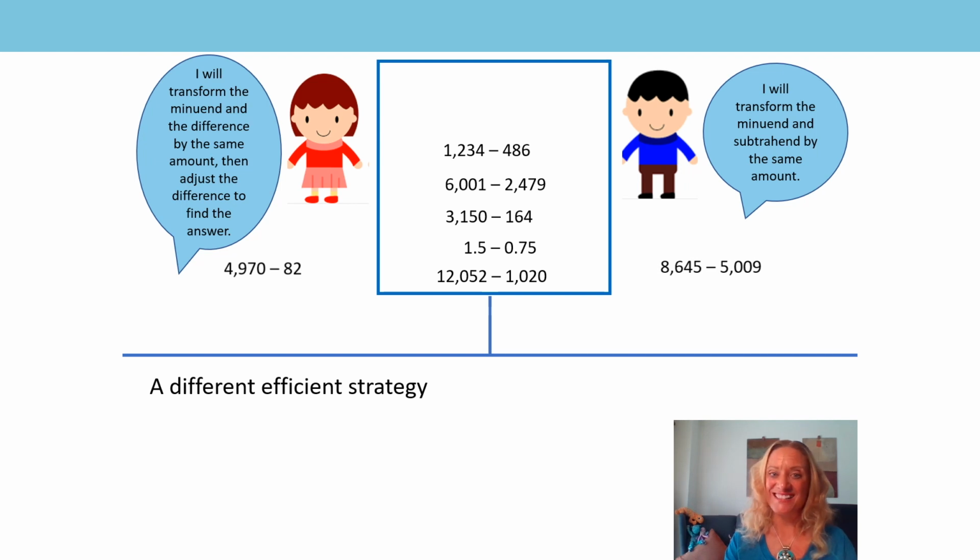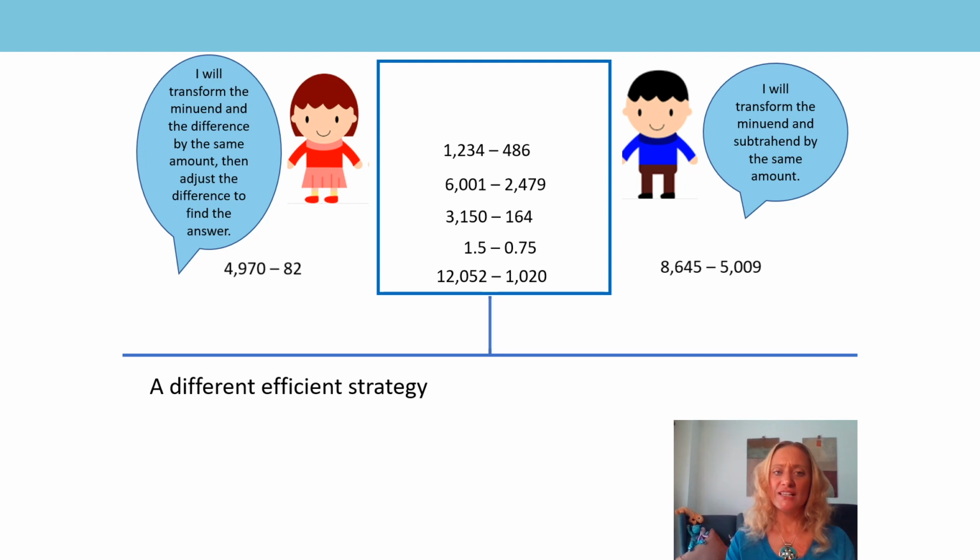Fantastic. Did you do that? So if I subtract 9 from the subtrahend, I'd also need to subtract 9 from the minuend. Is that easy enough? Can I subtract 9 from 45? I can, can't I? Because I can use my number bonds. So that would have been a really efficient strategy. Well done. What about the next one?